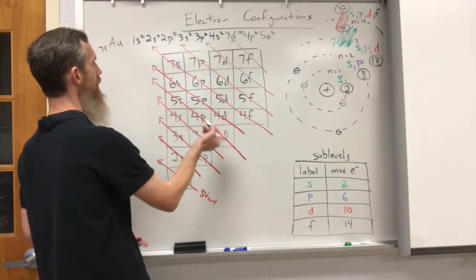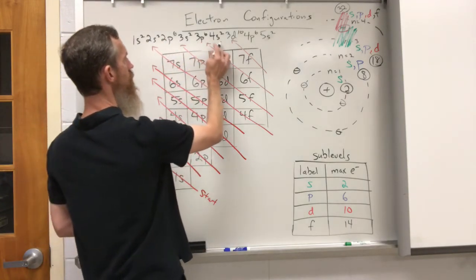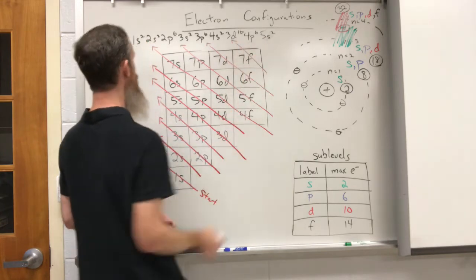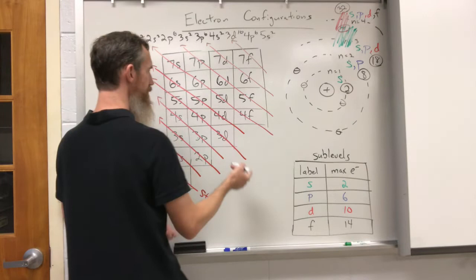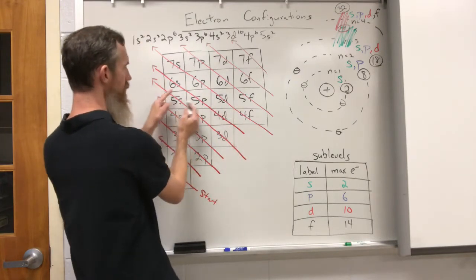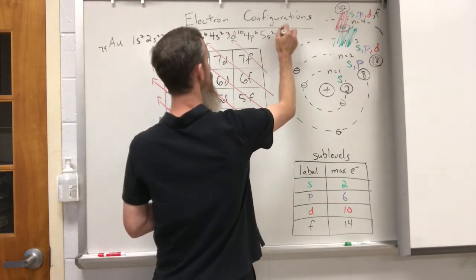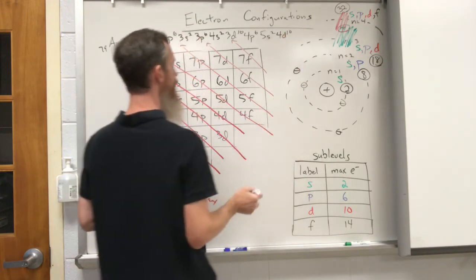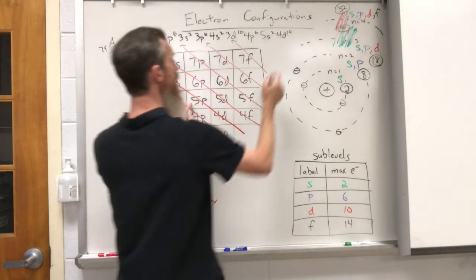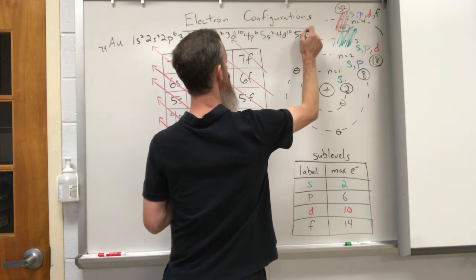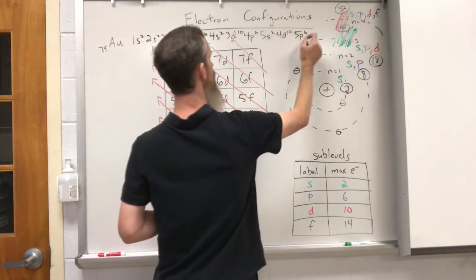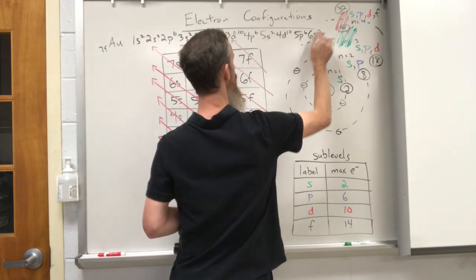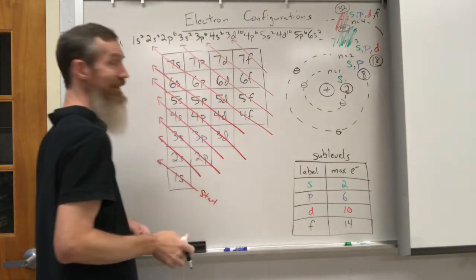Okay, I got to check in. I got 10, 18, 20, 36, 38 electrons. Oh, I got a lot more to go. Okay. Well, after the 5s, I go to the 4d. 10 electrons. Then I go to the 5p. 6 electrons. Then I go to the 6s. 2 electrons. I'm not done.